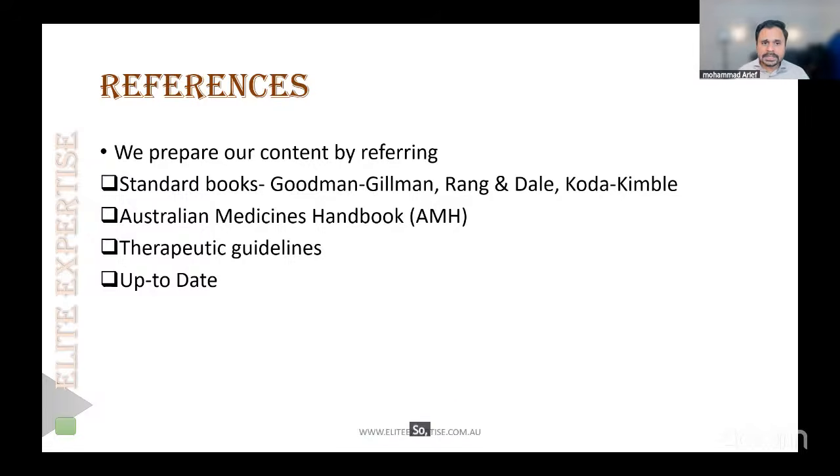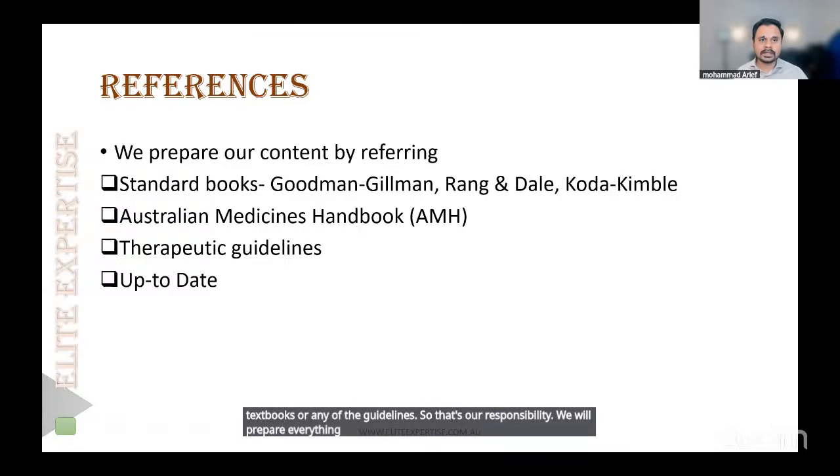Which means that you guys need not worry about opening any of the textbooks or any of the guidelines. That's our responsibility. We will prepare everything from the standard books and the standard guidelines, and we will make you clear this examination in the first attempt, okay.